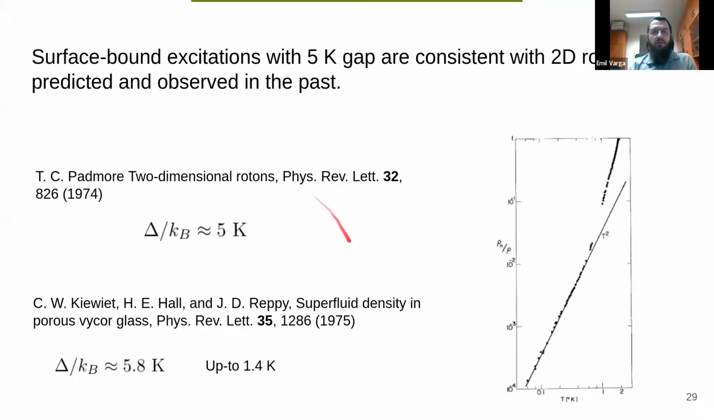Now, the surface bound excitations are not new. People have seen and predicted them for almost 50 years now, and they were seen both theoretically and in thermodynamic data in porous Vycor, again with gap parameters ranging from 5 Kelvin to about 6 Kelvin.